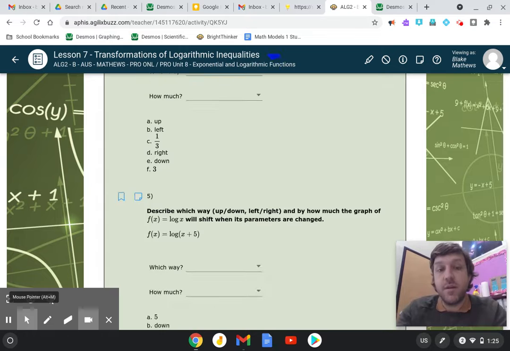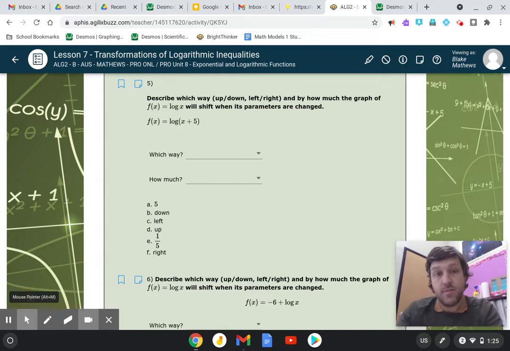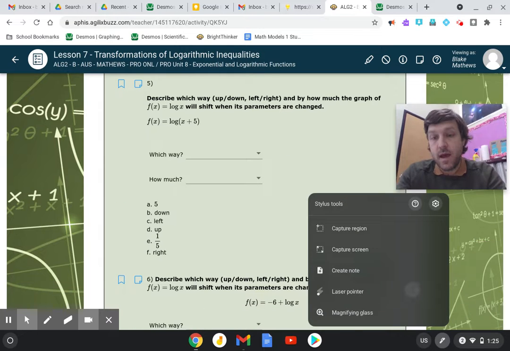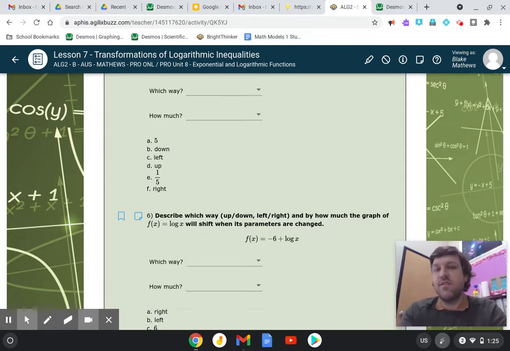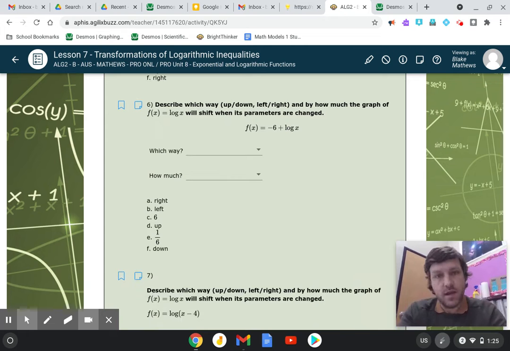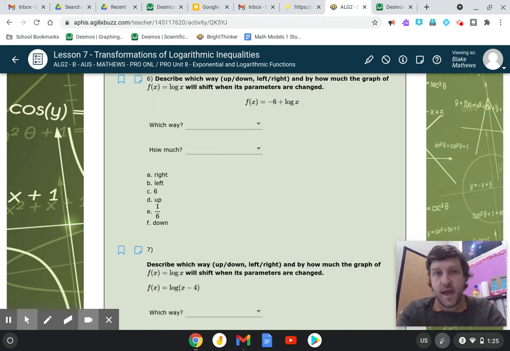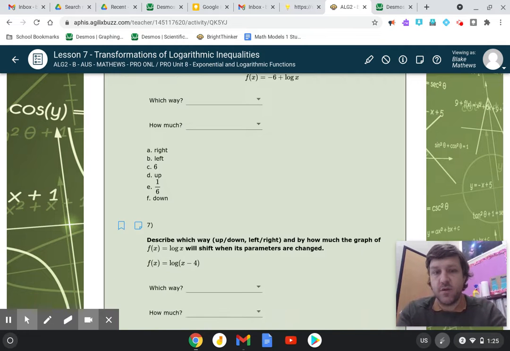Now remember, if we add a number or subtract a number to the x like we see here, this is going to be a left or right shift. Remember that positive shifts to the left, and subtraction shifts to the right. Again, the other video will be a refresher, but all of the rules apply the same way. Here we go again. We have a -6 being added. That's a negative number, that's a downward shift.